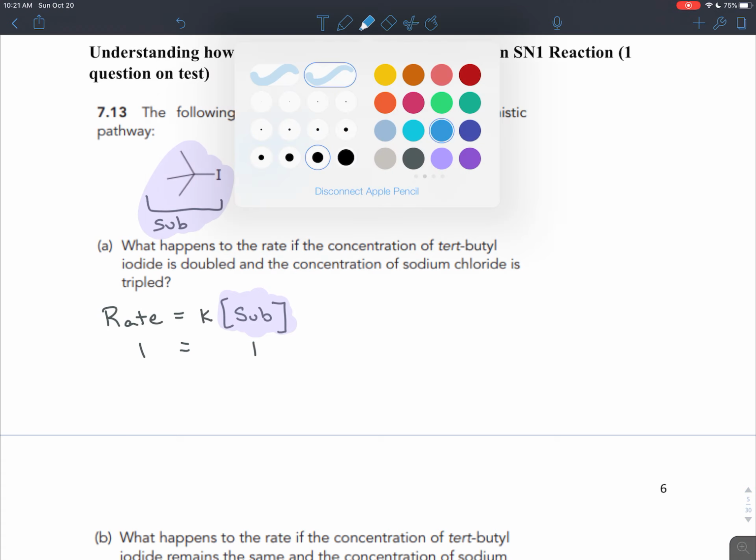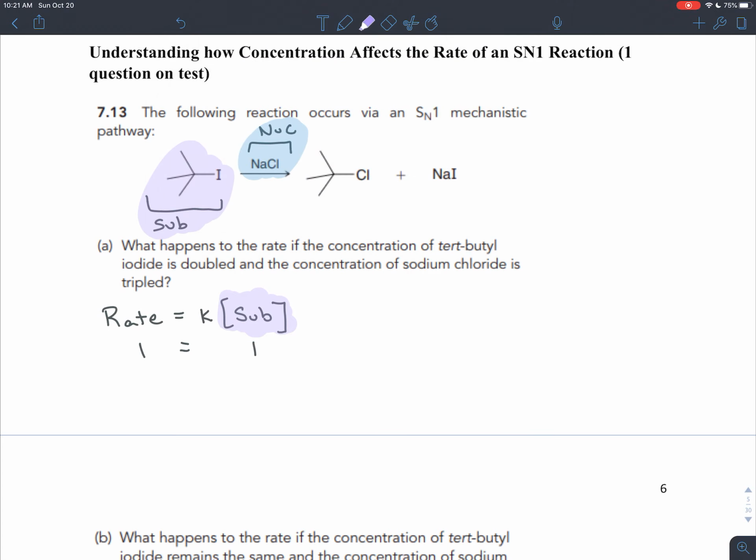So here they say, what happens to the rate if the concentration of tert butyl iodide, that's the substrate, is doubled? So it was 1, if it's doubled, now it's 2. And the concentration of sodium chloride, that's our nucleophile, is tripled. Well, there is no nucleophile in this rate equation. So it doesn't matter how much you change the concentration of sodium chloride, that won't change the rate. The rate will just be affected by the concentration of the substrate. And so in this example, the rate would double.